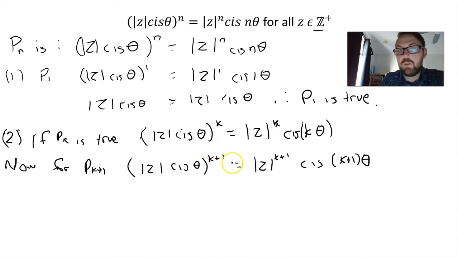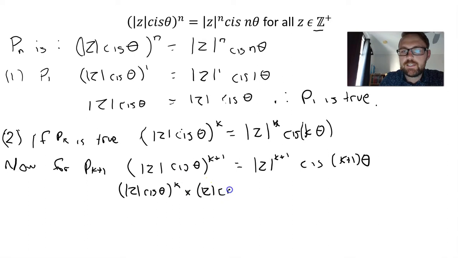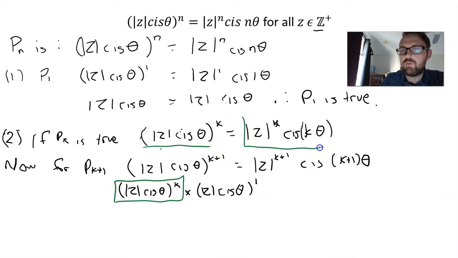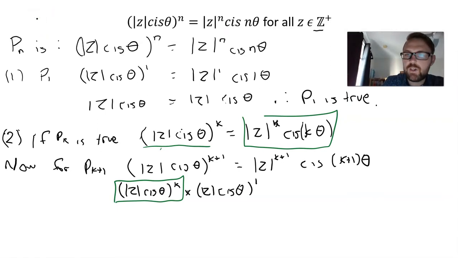So when we have k plus 1, it means we're doing the power of k, so the modulus of z cis theta, the power of k, multiplied by the same thing, modulus of z cis theta to the power of 1. So those things are equivalent. Now, what we've done is we've isolated this term here, which we knew from above. The reason we wrote this out is we could rewrite it like this. So that's what we're going to do. All right, so let's substitute that in.